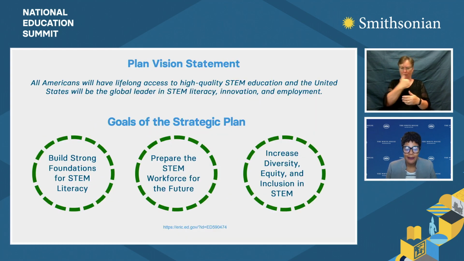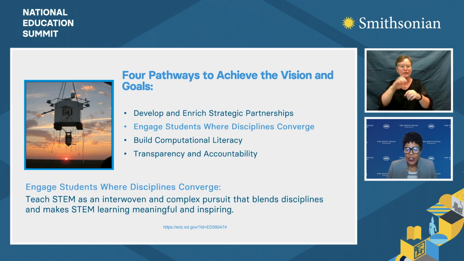Next slide, please. The 2018 plan outlined a vision for its work focused on lifelong access to quality STEM education and includes aspirational goals of building foundations for lifelong STEM literacy, preparing the future STEM workforce, and increasing diversity, equity, and inclusion in STEM. Next slide, please. The current plan also includes 4 pathways that you can consider the how the federal agencies were asked to come together to achieve this plan's goals.